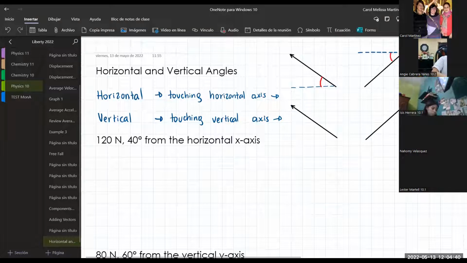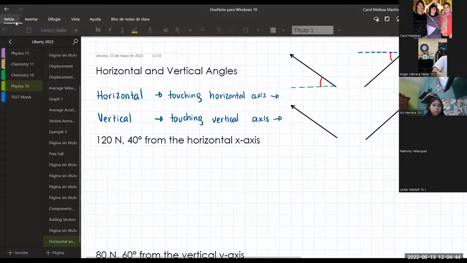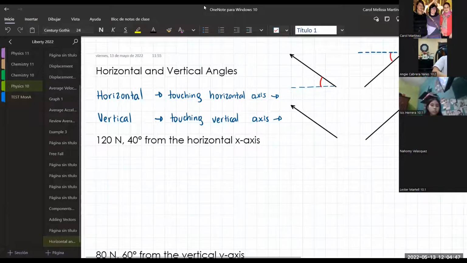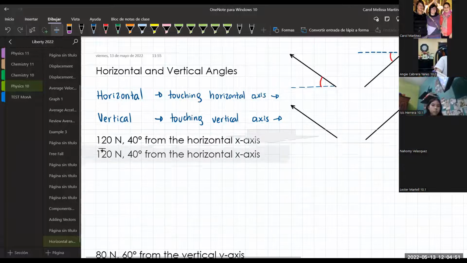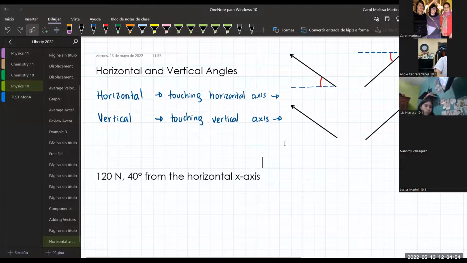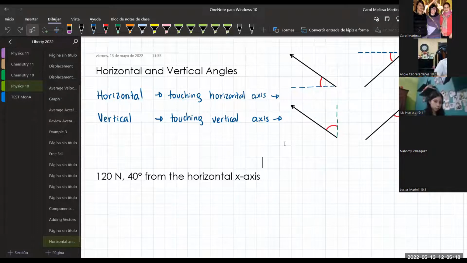A way to recognize a vertical angle is just to imagine or to project the other parts of the vector. Imagine I give you the angle like this. What you have to do is start projecting this component of the vector. And when you do that, you will notice that that is a vertical component. And a vertical component touches a vertical axis, therefore these angles are examples of vertical angles.